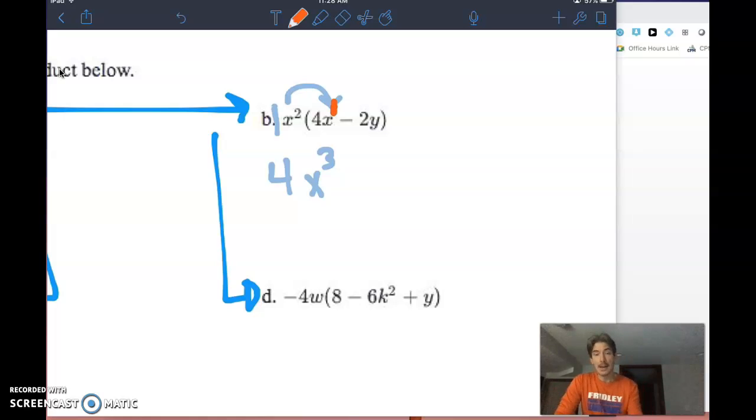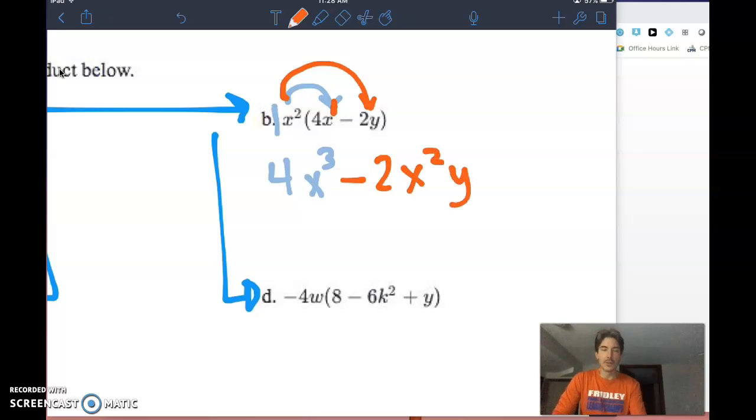Okay, now I'm going to multiply the 1x squared times negative 2y. 1 times negative 2 is, of course, negative 2. This is where maybe it gets a little confusing for you. I've got x squared times y. That's going to be x squared y, writing those things as separate factors because they're not the same base. I can't combine them and increase the exponent. I've got to leave them separate.